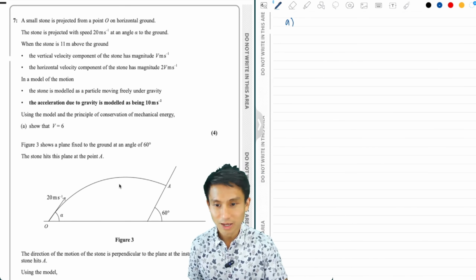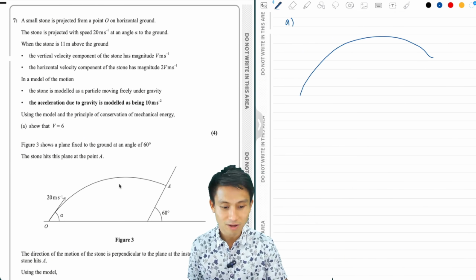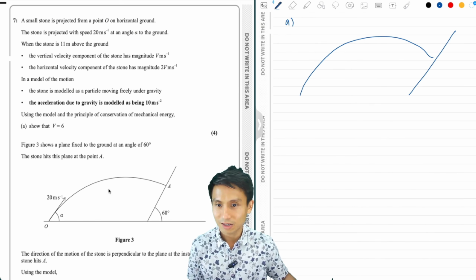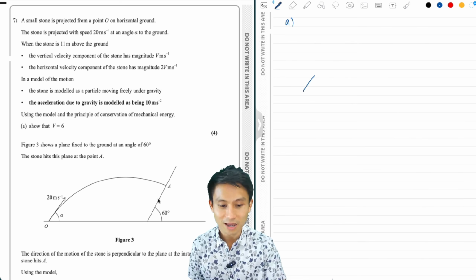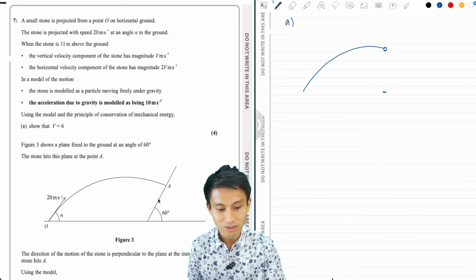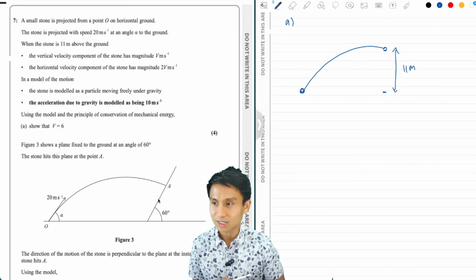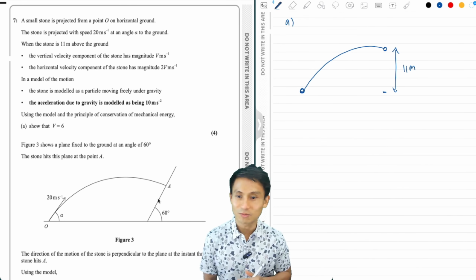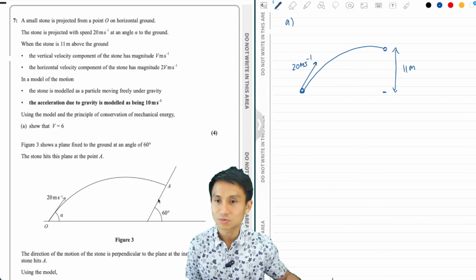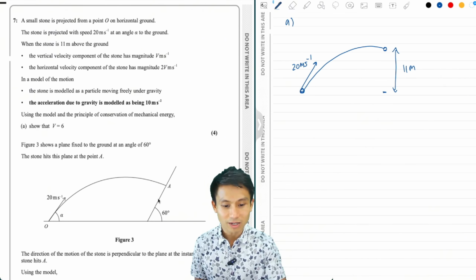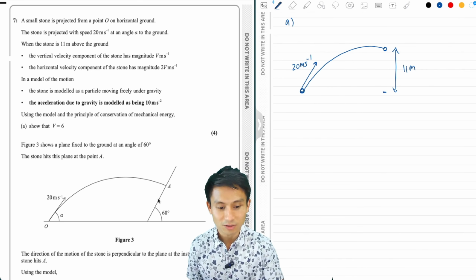Okay, so we have some trajectory. By the looks of the diagram, it's going to hit some plane here. But we are interested in when it's in the air. We don't know where that is, but the only thing we know is it's 11 meters above the ground. So it's projected here with the speed of 20 meters per second, and then it flies to 11 meters there. At this point, we are told that the magnitude of vertical velocity is v.